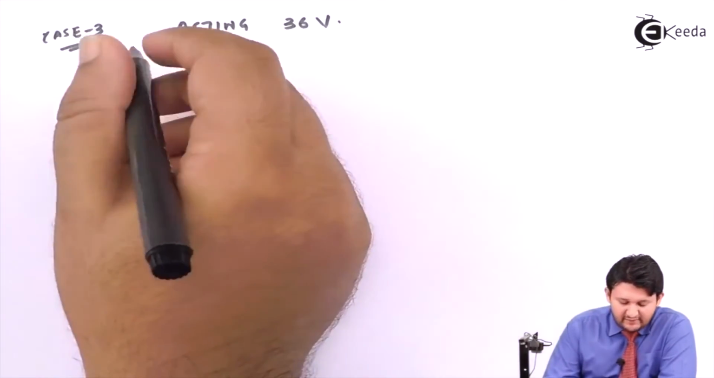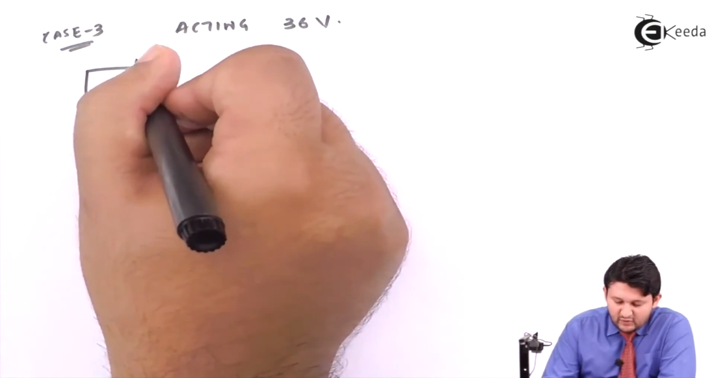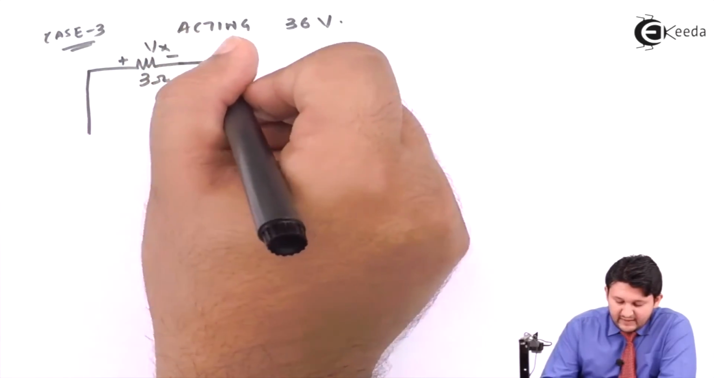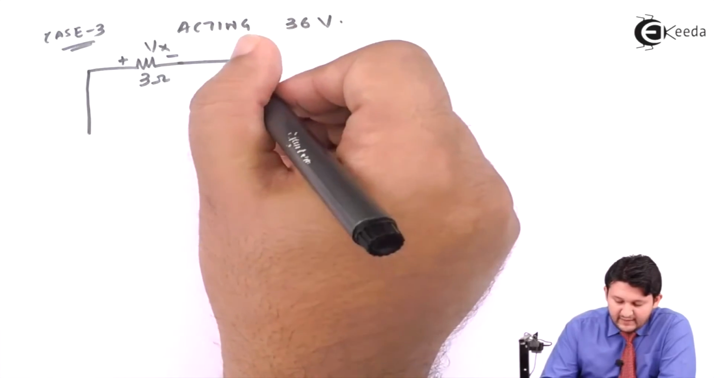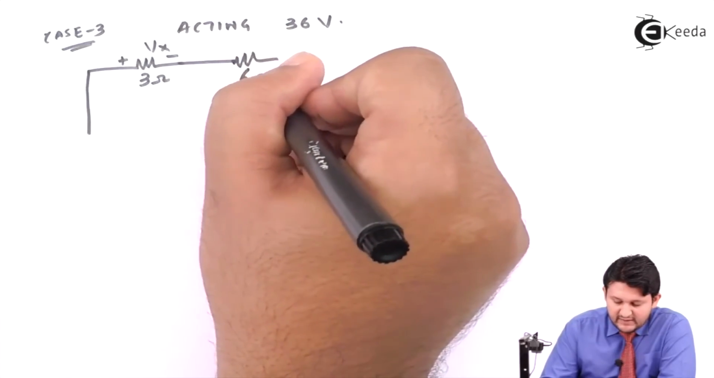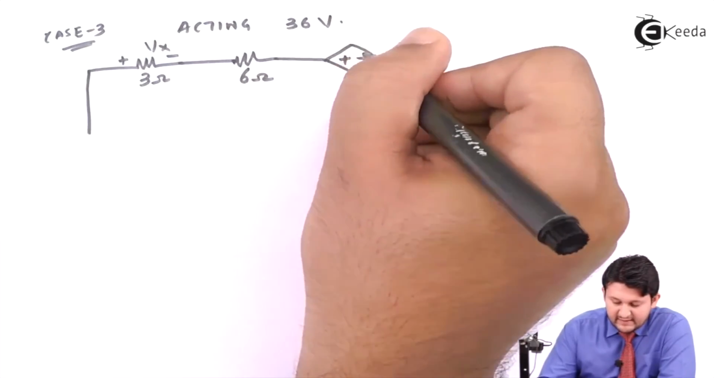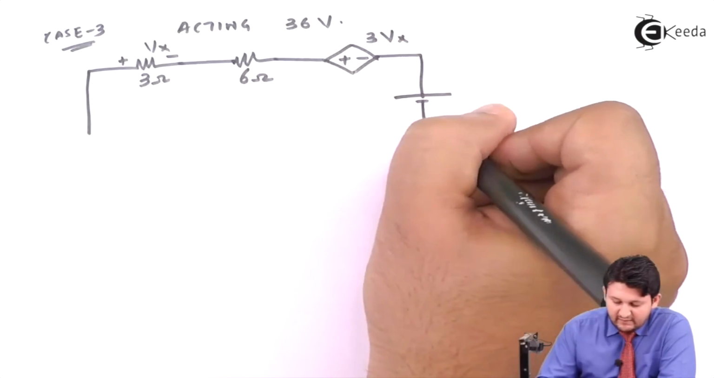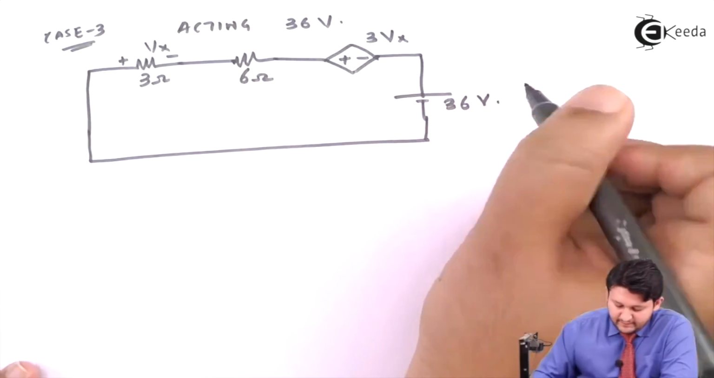So in the circuit, the 18 volt source will be shorted. You'll be getting 3 ohms, and a dependent source plus minus Vx. The current source will get open, so this branch will be removed automatically. You will be getting a 6 ohm resistance, a dependent voltage source that will be plus minus dVx, and a voltage source which is given by 36. So this will be a complete circuit.